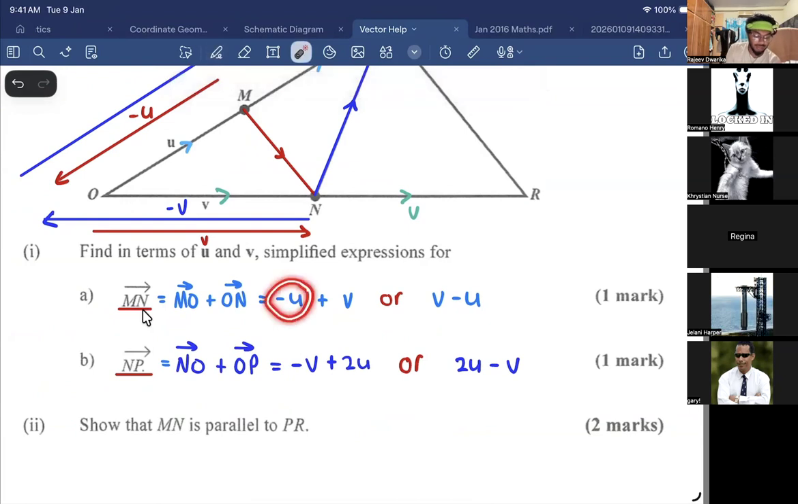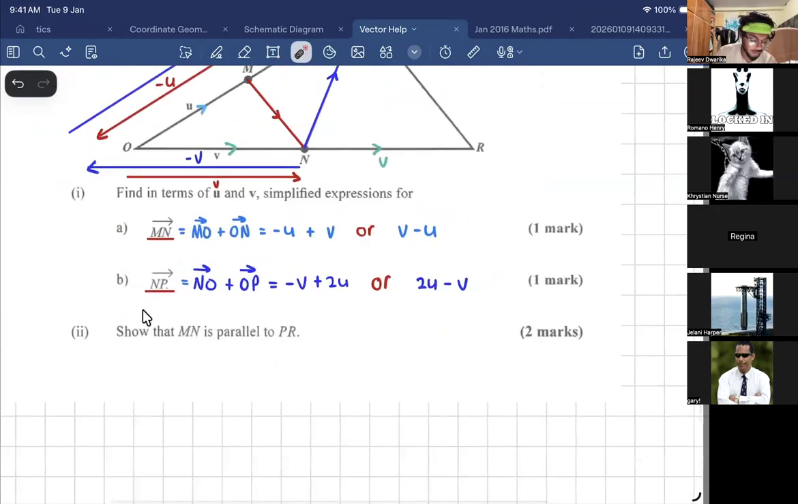So notice this is negative U and this is positive V. This is positive V and this is negative U. Still the same thing, still means the same thing. We didn't break any laws of maths. Tivon would approve. It's very legal. All right.